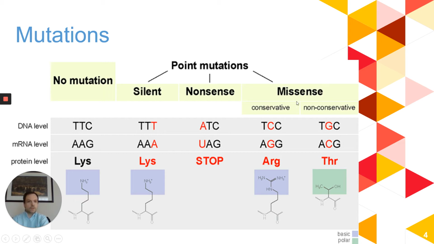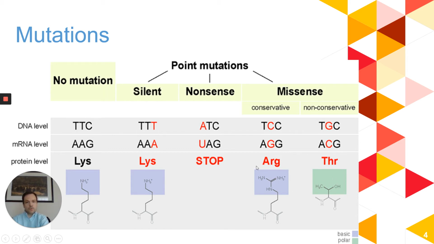So if we go over here to missense mutation, don't worry about conservative versus non-conservative. What you really need to know here is that a missense mutation just results in an entirely different amino acid being made. So where we wanted the sequence TTC to help create the amino acid lysine, instead we end up with TCC, which is instead going to make arginine. Or instead of TTC, we end up with TGC. TGC is going to code for threonine. So neither arginine nor threonine are lysine, and therefore we end up with an entirely different amino acid than what we were supposed to have had.